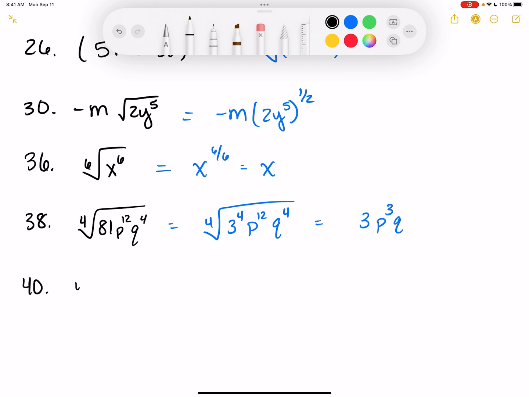What about one like this? The 4th root of, in parentheses, 5 plus 2m raised to the 4th. Thoughts on this one? Wouldn't that just be 5 plus 2m? Yep. So it's the 4th root of something raised to the 4th power, so 5 plus 2m. Any questions on any of that so far?